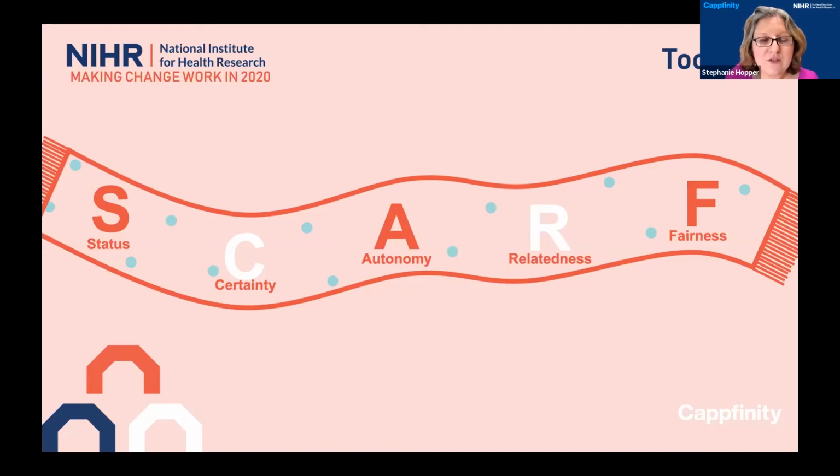Secondly, certainty, our understanding of the clarity of future events. Thirdly, autonomy, the level of control we feel over our current situation. Fourth is relatedness, the sense of feeling safe and included in what is happening. And fifth is fairness, a sense that the change is just and respectful. In summary, we walk toward rewards when these 5 needs are met, and we run away from threats when one of those 5 needs is not met.